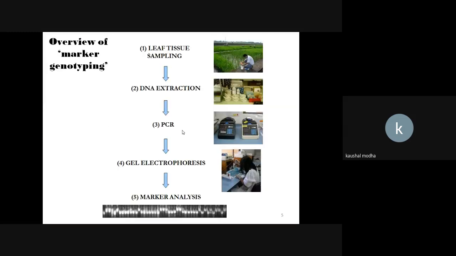But for marker-assisted selection, we take leaf samples from the progeny at the seedling stage itself, and then we extract the DNA and identify the marker polymorphism, which may be PCR and electrophoresis based, or sequencing based. Then we analyze the markers for their presence and absence, genotype the plants, and select the plants accordingly.